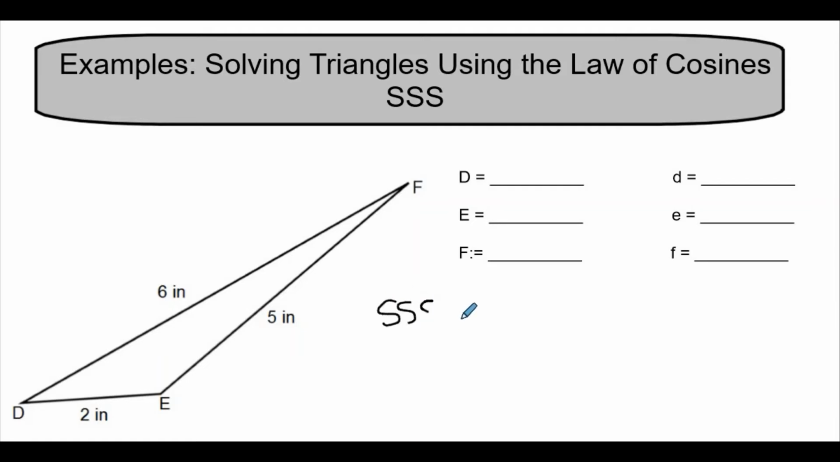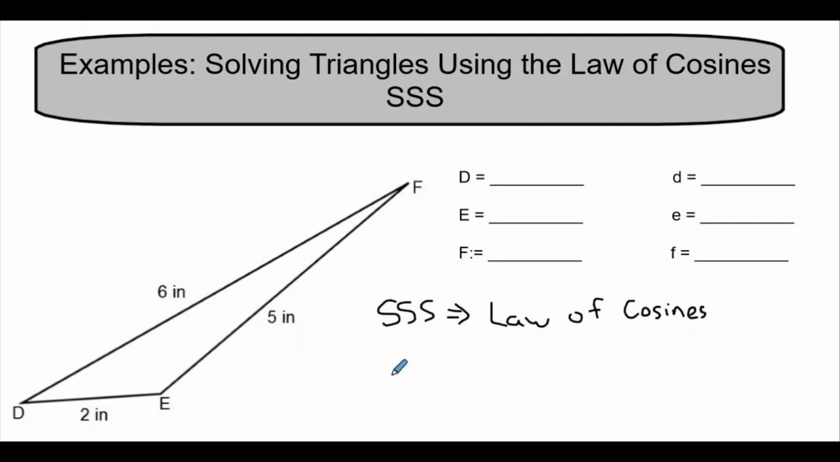And it's really important because side-side-side is something that you can easily obtain in the real world. You can easily go out and measure three sides of a triangle. So you want to make sure that you realize this example is always the law of cosines. But we have a small problem.